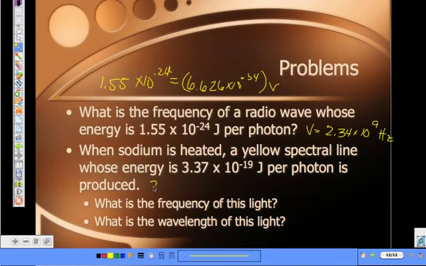So if our energy is 3.37 times 10 to the negative 19th, that's equal to Planck's constant, times V. Probably get another big number.